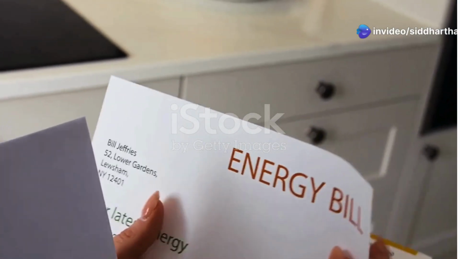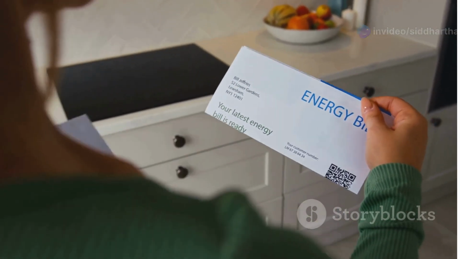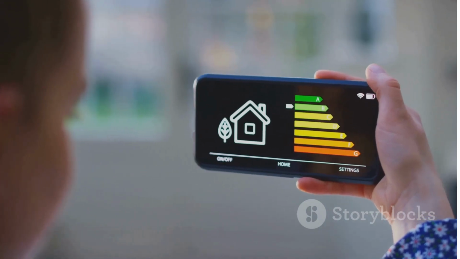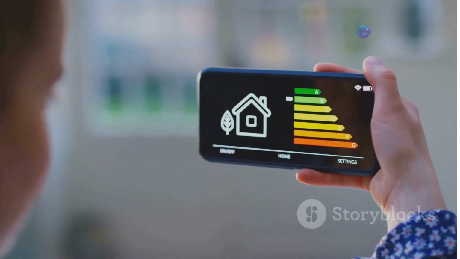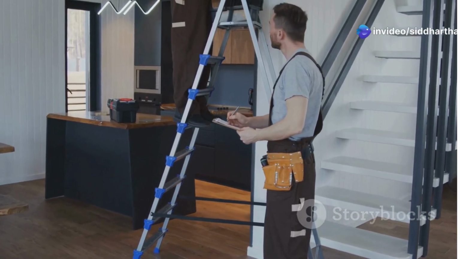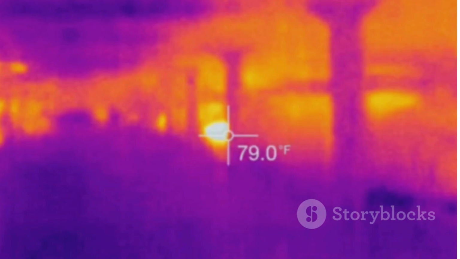Energy bills got you down? You're not alone. Many of us pay more than we should for energy. The good news is you have the power to change that. It starts with understanding where your energy goes and taking steps to use it more efficiently. That's where energy auditing comes in. It's like a health checkup for your home, identifying areas for improvement.